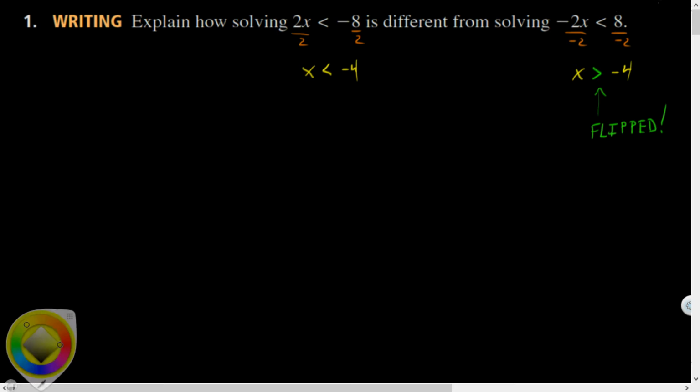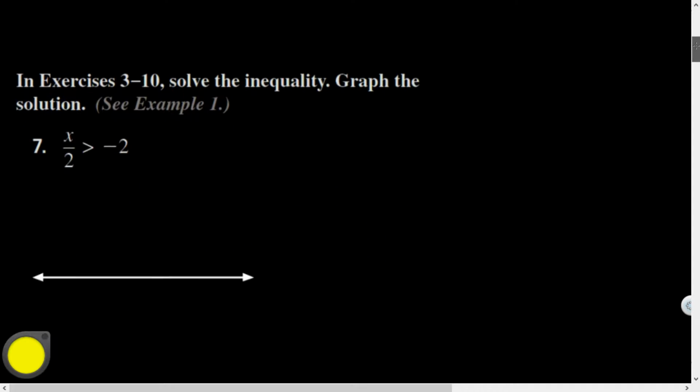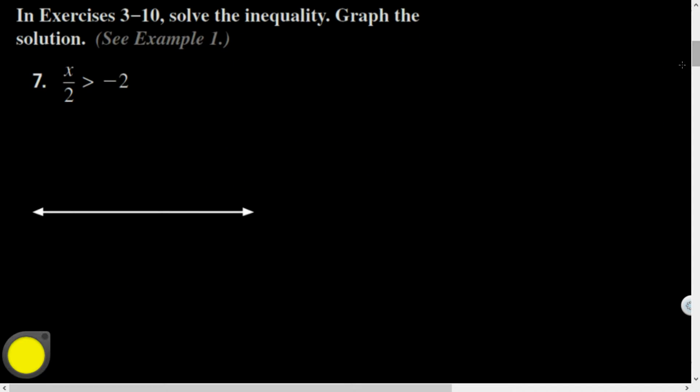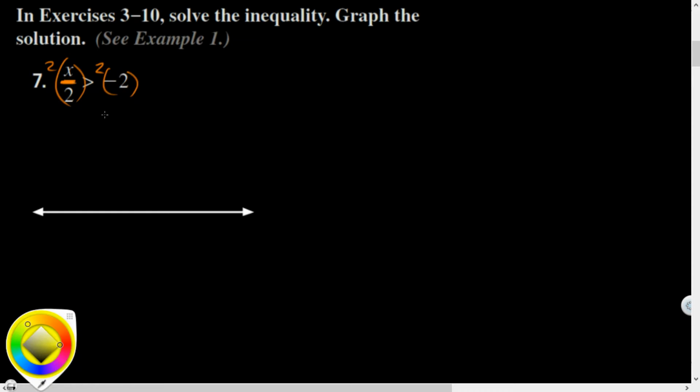So let's put this into practice. Question 7. It says solve and then graph. Someone want to help me out? What do I do? How do I get rid of divide by 2? Multiply by 2. Oh, there's a negative here. So do I flip this sign? No. Because I'm multiplying by a positive, I don't care about that being negative. So x is greater than negative 4.